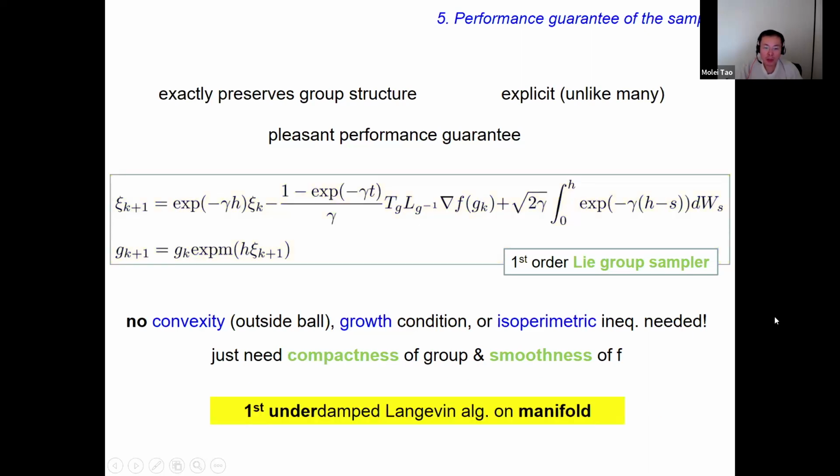What I do want to say is this is the first underdamped Langevin algorithm on manifold. You have a lot of Langevin algorithms for sampling on manifold, but these are overdamped Langevin algorithms. This is the first algorithm, in discrete time, that is also underdamped.